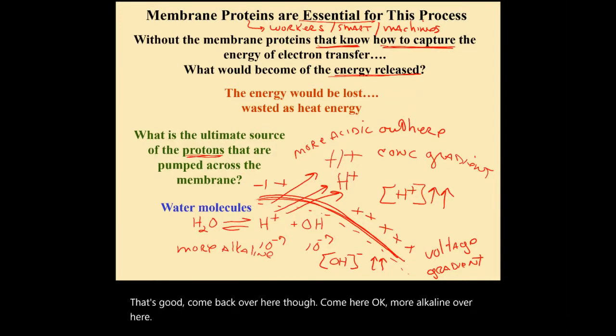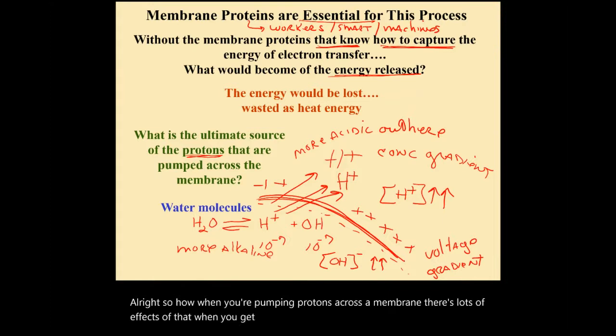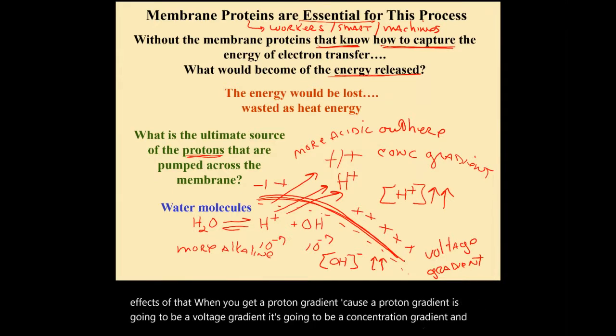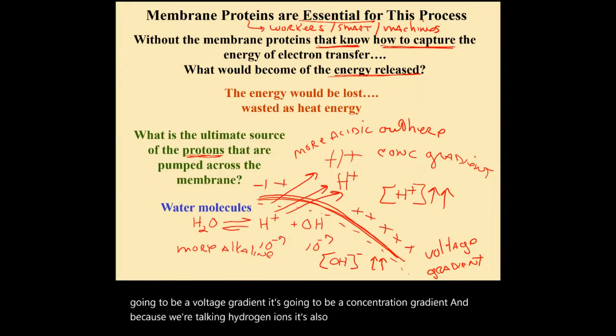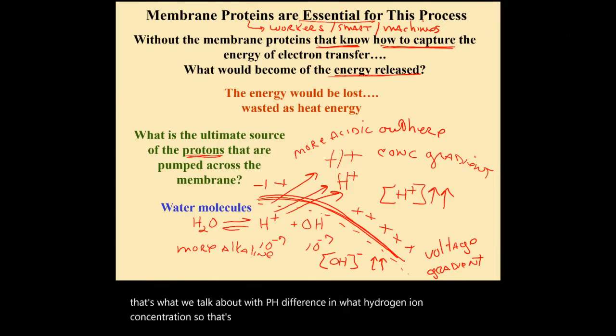All right. So, wow, when you're pumping protons across a membrane, there's lots of effects of that. When you get a proton gradient, because a proton gradient is going to be a voltage gradient, it's going to be a concentration gradient, and because we're talking hydrogen ions, it's also going to be a pH gradient, because that's what we talk about with pH, difference in hydrogen ion concentration. So that's like wild.